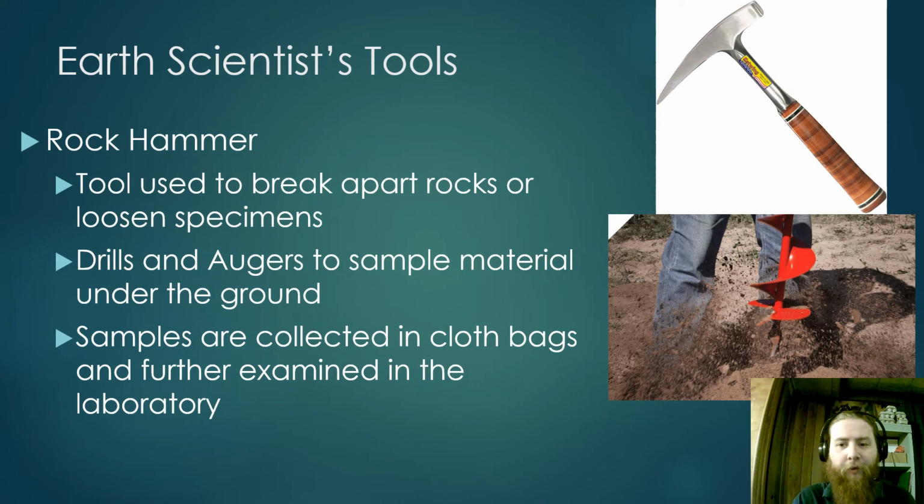There's lots of tools that the earth scientists will use. For geologists, they'll use things like this rock hammer up here in the top right, which is able to break apart rocks and crush rocks and separate rocks out from each other with that kind of longer, pointier end. We use things like drills and augers to sample materials that are under the ground, do a lot of soil sampling. Usually we'll take these samples in cloth bags and examine them back in the laboratory.